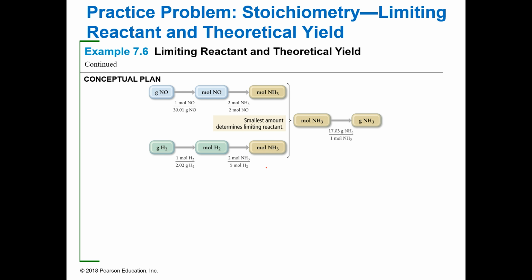So here is going to be our strategy. We're going to do it twice. We're going to take our grams of nitrogen monoxide and we're going to find grams of ammonia. We're going to take our grams of hydrogen and we're going to find grams of ammonia. Whichever one of these gives us the least amount of ammonia, that's going to be our limiting reactant, and that will give us our theoretical yield. So grams to moles, molar mass, moles to moles, stoichiometry, the coefficients, moles to grams, and then we'll have our ammonia.